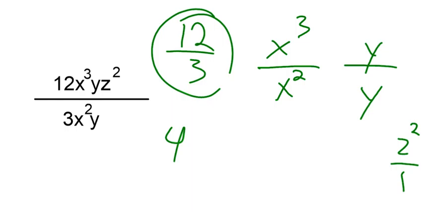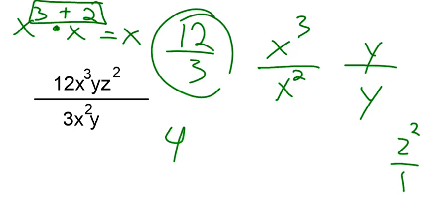Now let's look at the variables. When we multiplied x to the third times x squared, we said that the base stays the same and we add our powers. With division, we're going to do the same thing. Our base is going to stay the same, but in this case, we're not going to add, we're going to subtract. So 3, the top number, minus the bottom number.